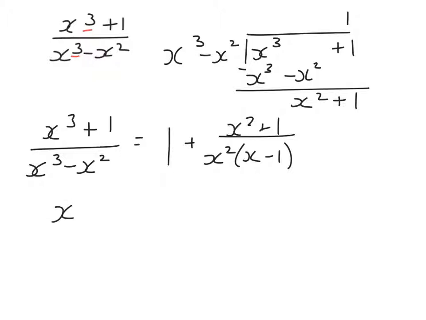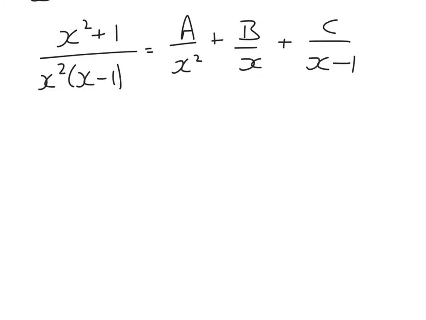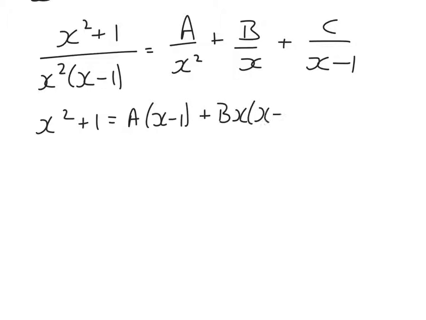I'm going to take the fraction and say that it would have come from a over x squared plus b over x plus c over x minus 1. If I multiply through by the denominator, we get that x squared plus 1 equals a times x minus 1 plus bx times x minus 1 plus cx squared.